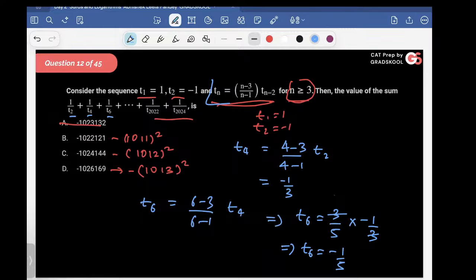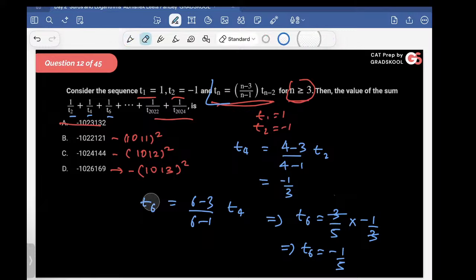Is my screen visible, guys? Okay. Is my screen visible? Yes or no? Yes. Okay.